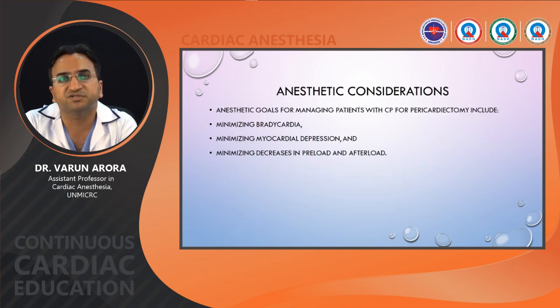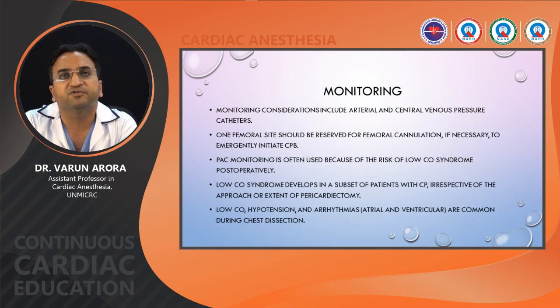Coming to the anesthetic considerations, anesthetic goals for managing the patient with constrictive pericarditis for pericardiectomy include avoiding bradycardia, minimizing myocardial depression, and minimizing the decrease in preload and afterload. Monitoring considerations include arterial and central venous pressure catheters. One femoral site should be reserved for femoral cannulation if necessary to emergently initiate cardiopulmonary bypass. Pulmonary artery catheter monitoring is often used because of the risk of low cardiac output syndrome postoperatively. Low cardiac output syndrome develops in a subset of patients with constrictive pericarditis irrespective of approach or extent of pericardiectomy.